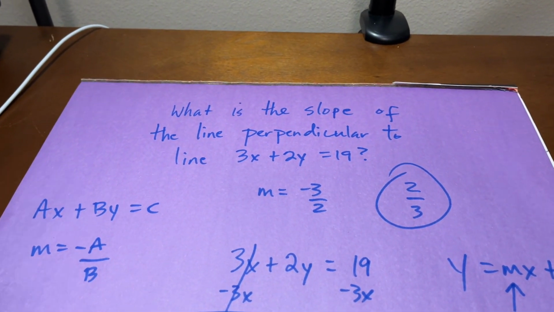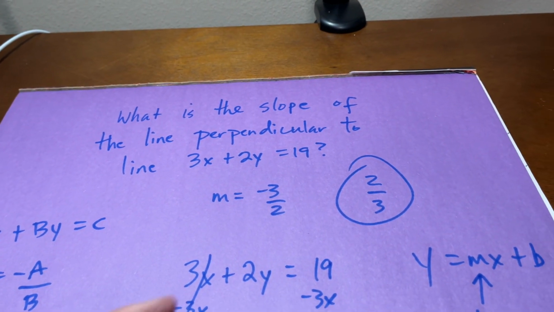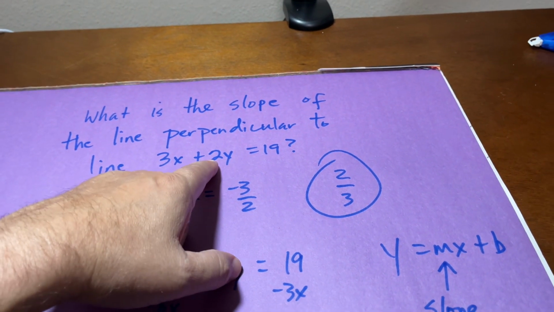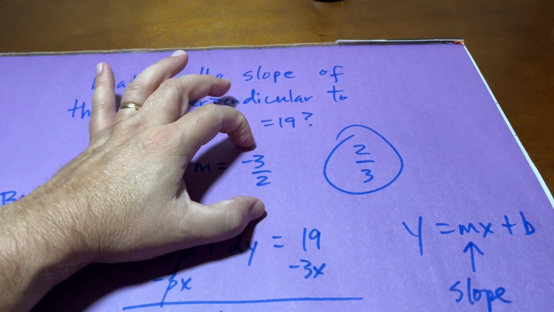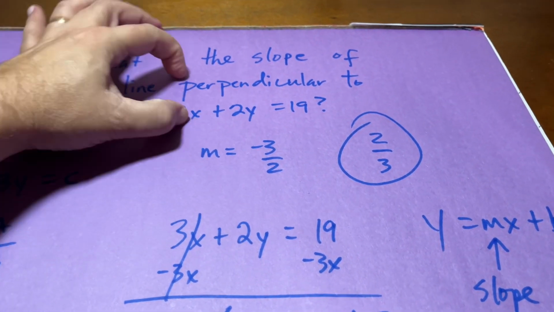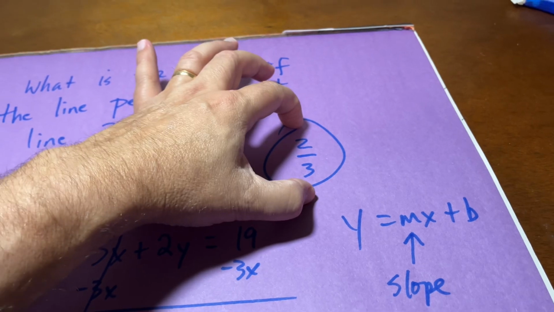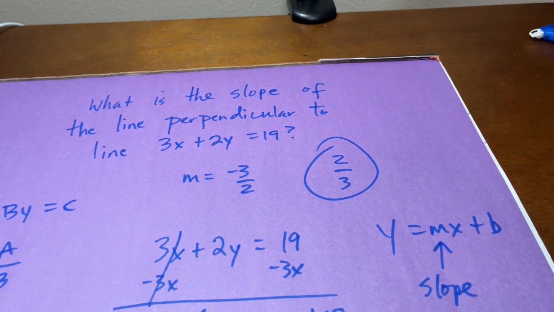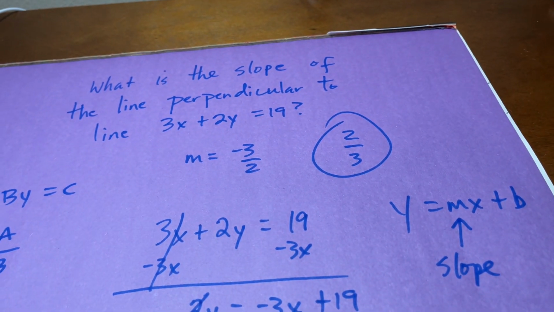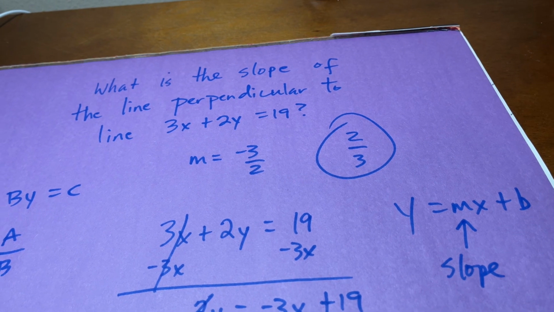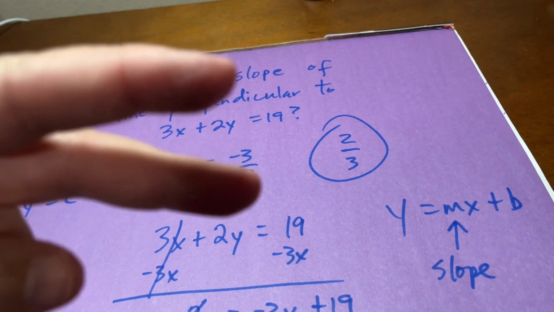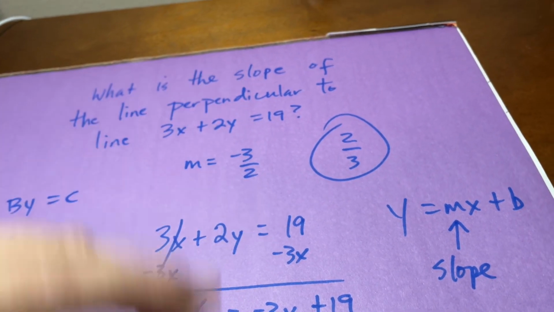If, on the other hand, we were looking for a line that was parallel to this, then the answer would have been this, because parallel lines have the same slopes. Perpendicular lines have negative reciprocal slopes. And again, negative reciprocal, some people call it opposite reciprocal. The reciprocal is the inversion of the fraction, so you're flipping the fraction.